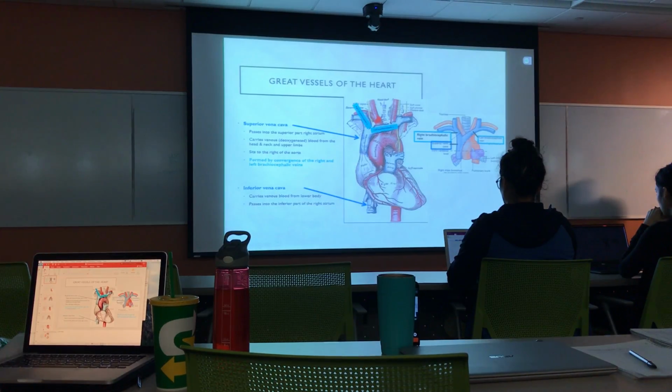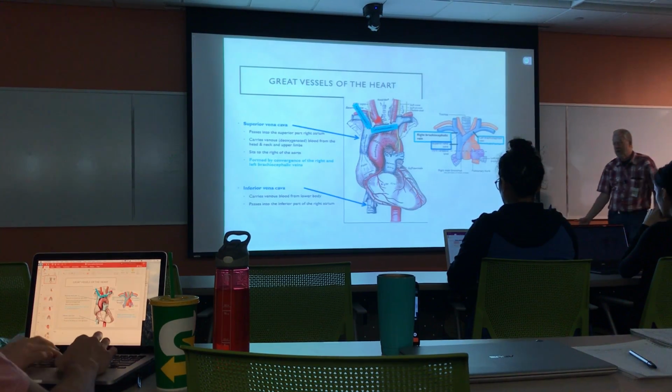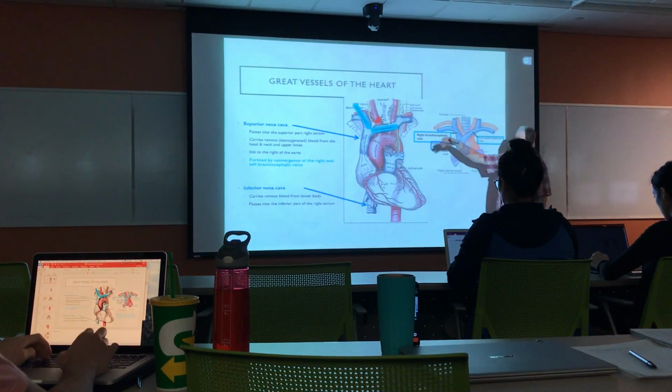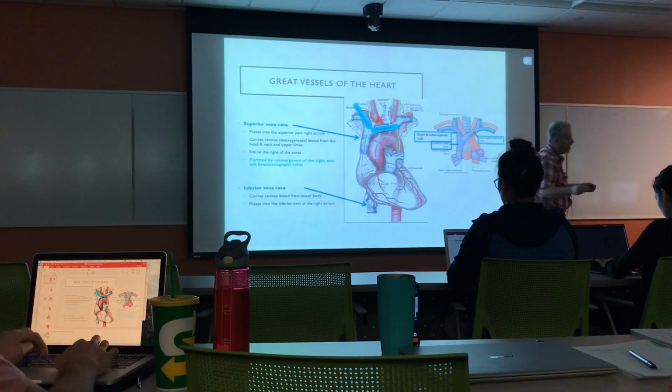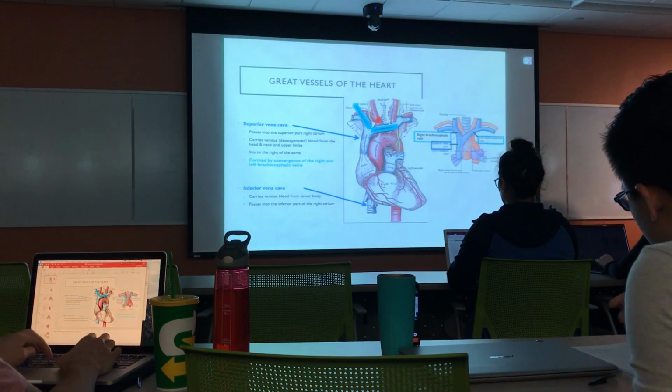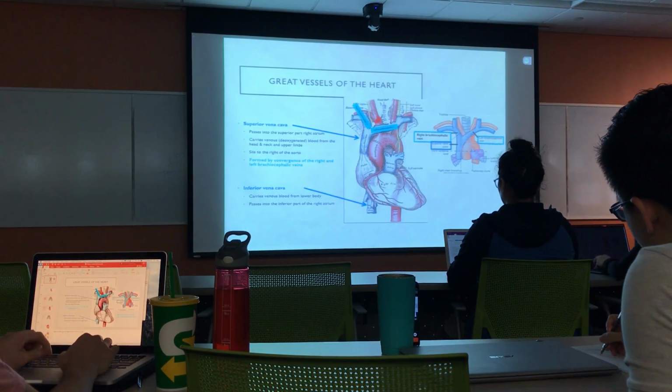So always remember, what are the first vessels that come off of the aorta? Don't tell me brachiocephalic trunk, because it's not. It's always the coronary arteries. Coronary arteries branch off first, right and left coronary artery. The first thing to branch off of the arch of the aorta is the brachiocephalic trunk, but the first things to branch off of the aorta are the coronary arteries. The heart gives blood supply to itself.